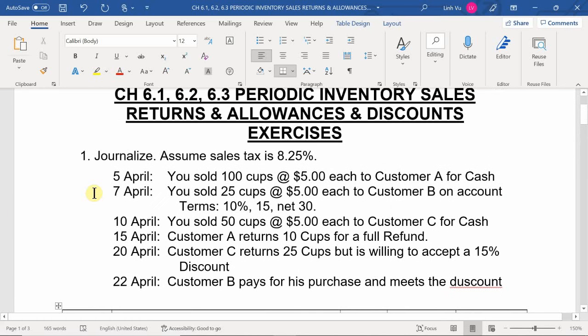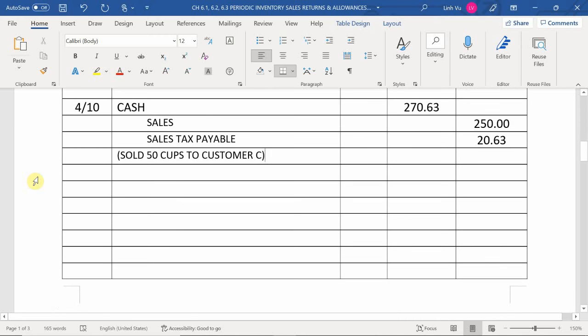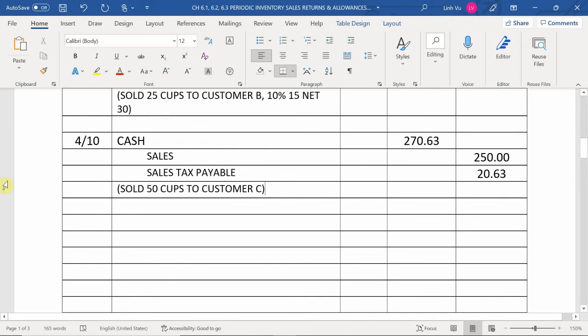So then on April 15, customer A returns 10 cups for a full refund. So let's see. What did customer A do? Well, here customer A bought a total of 100 cups. And now this customer A wants to return 10 of them for a full price. So how should I record this?